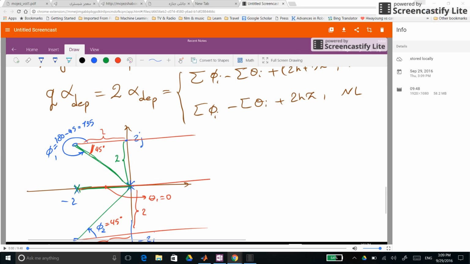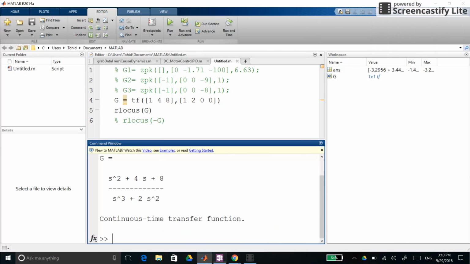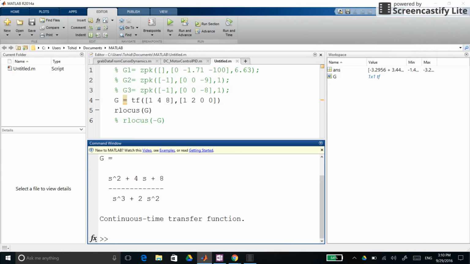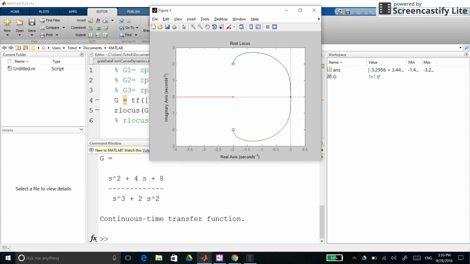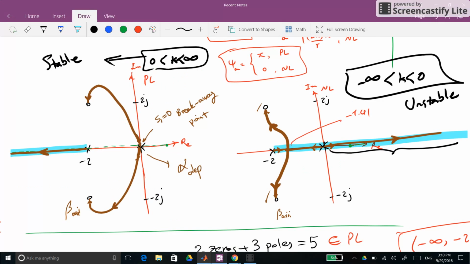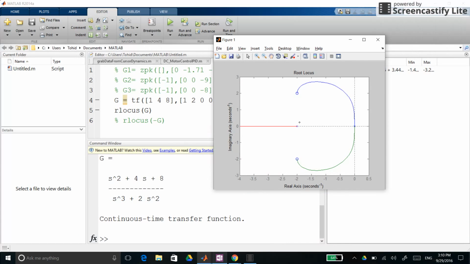Now let's just check the result on MATLAB as well, and compare it with what we have obtained here. I already have declared the transfer function g, and with this rlocus command, we will be able to see the positive locus for the system. So you can compare it with what we have. As you can see here, the angles of arrival at the zeros and the angles of departure from the poles are consistent with what we have here. And one of the branches will go from the pole at -2 towards -infinity.